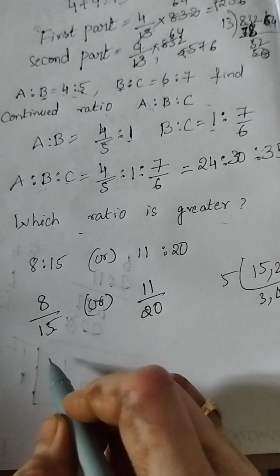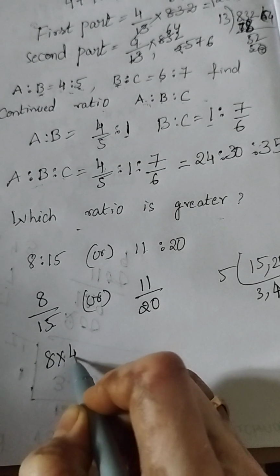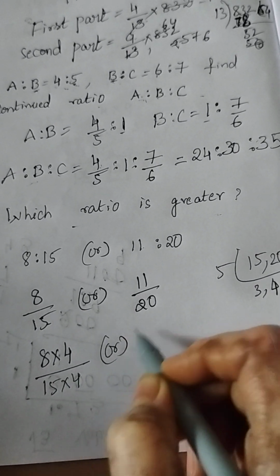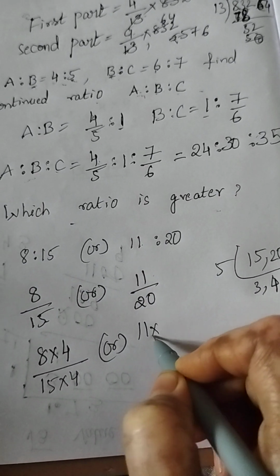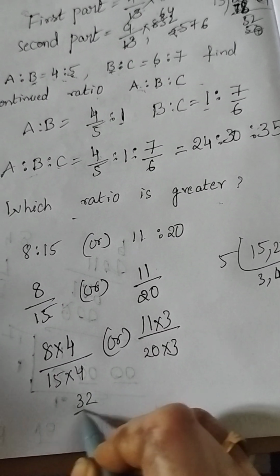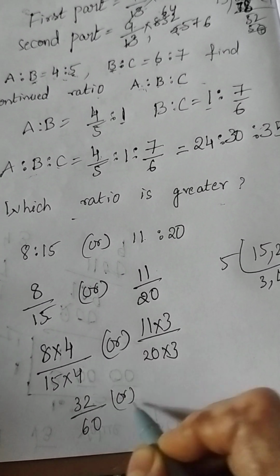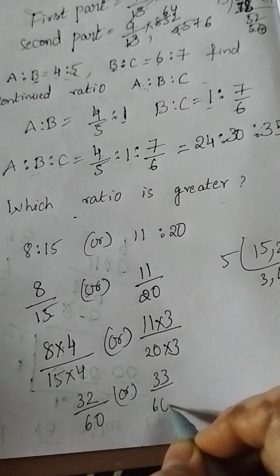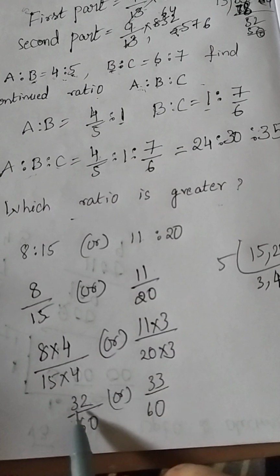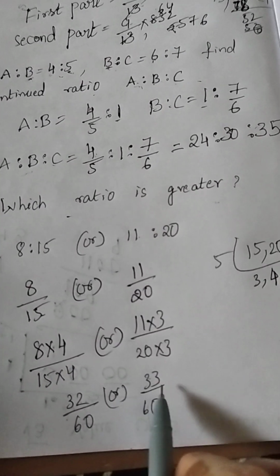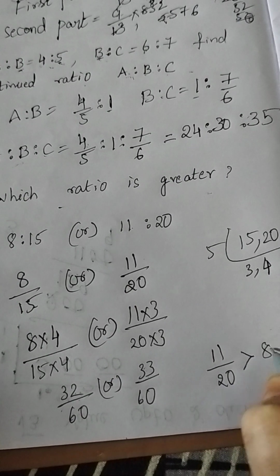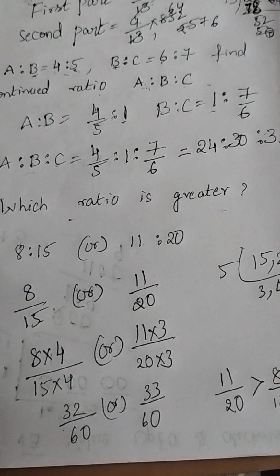So what number should we multiply to become 60? For 15, you multiply by 4. 15 into 4 is 60. Here, with the 20, you should multiply by 3: 11 into 3 by 20 into 3. So this is 32 by 60 or 33 by 60. So which one is greater or lesser you can easily compare. Depending upon the numerator value, you can compare them easily. So this is greater. So 11 by 20 is greater than 8 by 15. Like this you can compare.